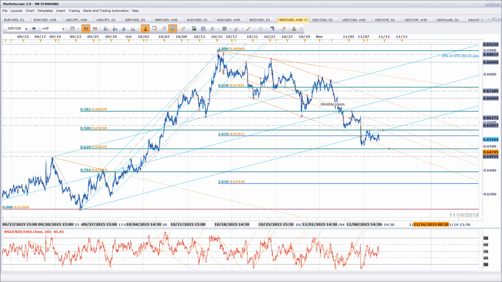Remember, the downside break of a descending channel and the upside break of an ascending channel are most of the time the sharpest parts of the move.